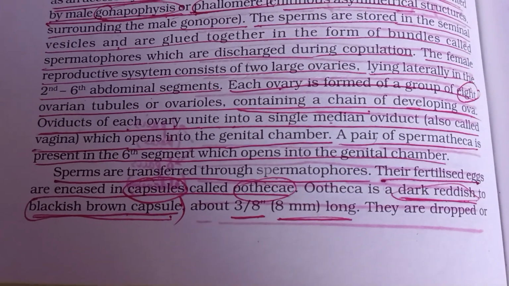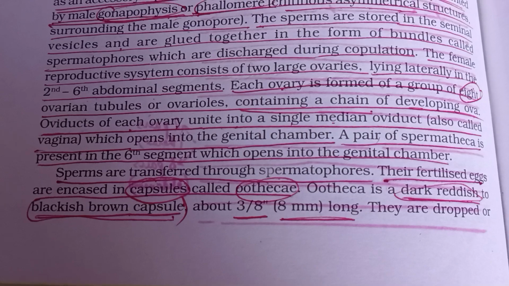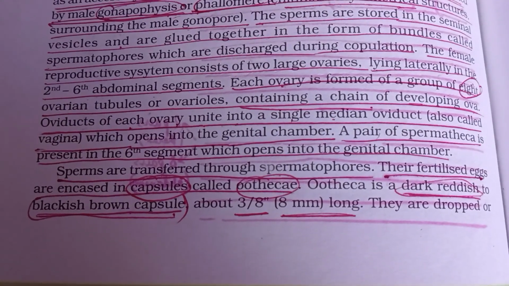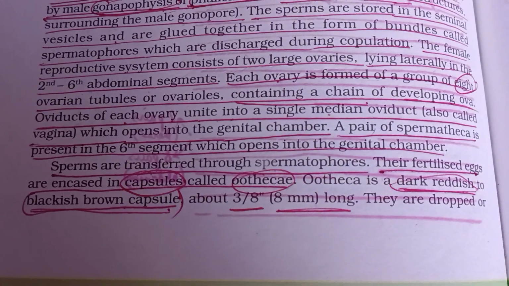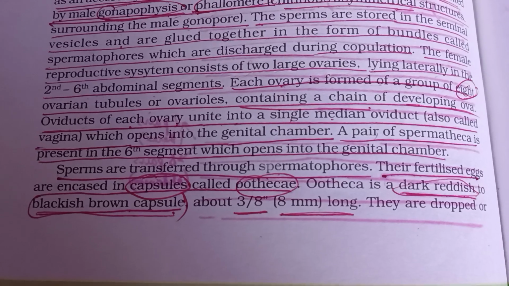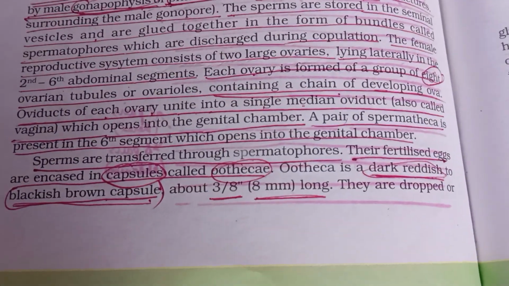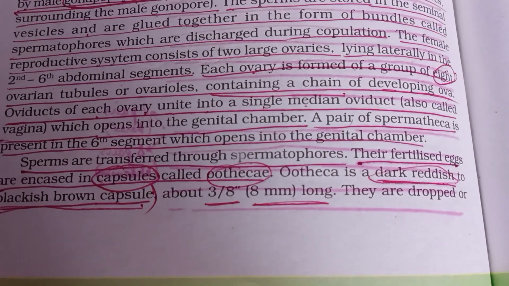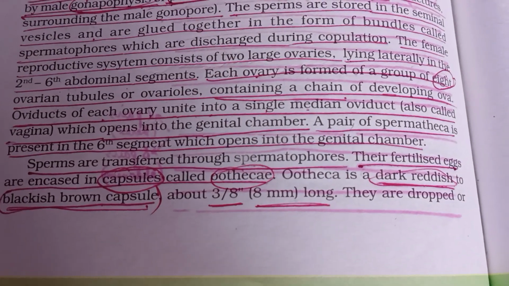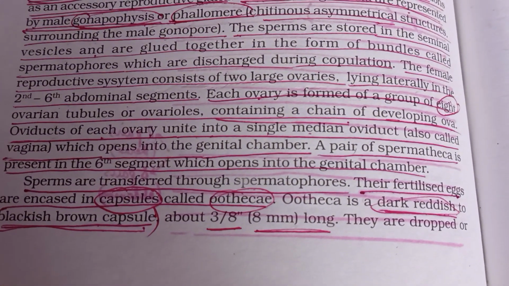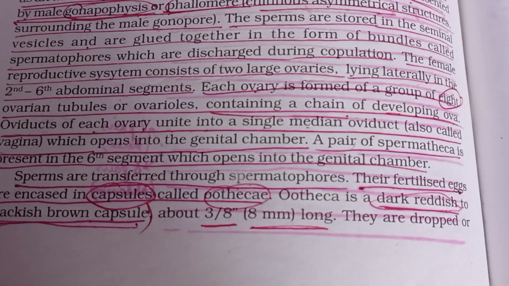Sperms are transferred through spermatophores. Their fertilized eggs are encased in capsules called oothecae. Ootheca is a dark reddish to blackish brown capsule, about 8 millimeter long.